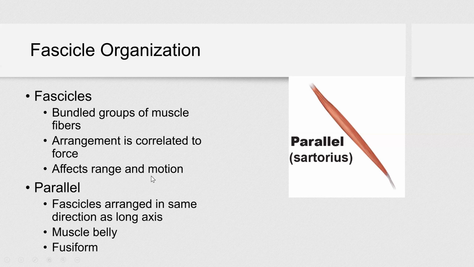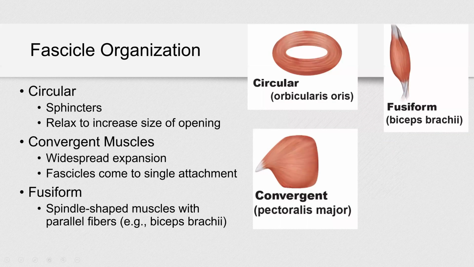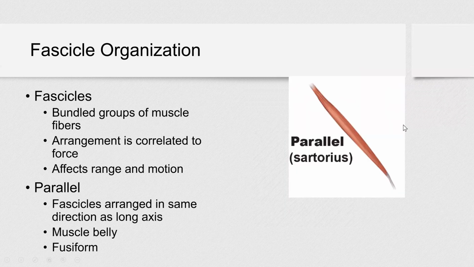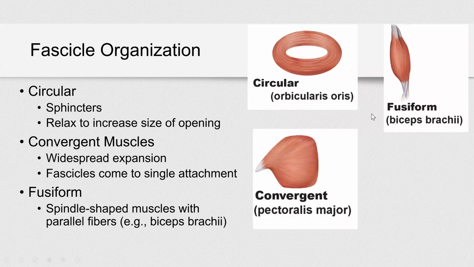So we have several types of fascicle organization. In the picture over here, you see parallel fascicle arrangement. They are arranged in the same direction as the long axis, and those muscles usually have a muscle belly, right? And they have, again, origin and insertion. So here you can see fusiform, right? An example of the parallel muscles is biceps brachii.